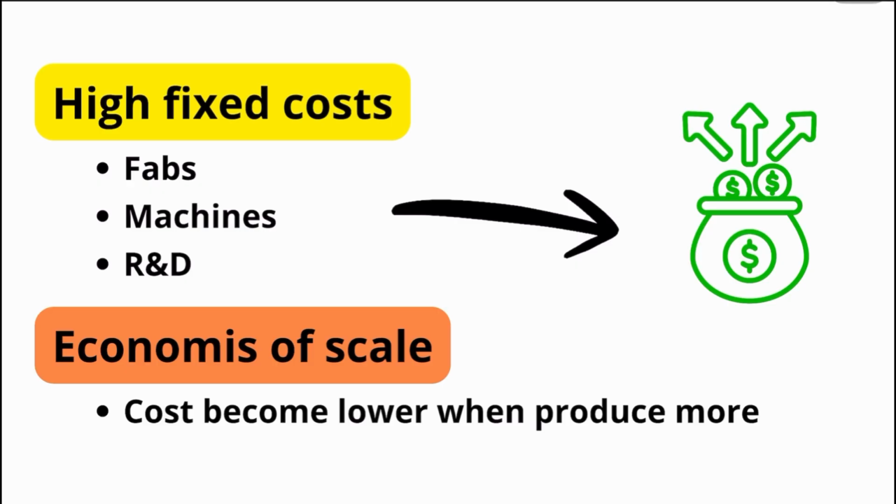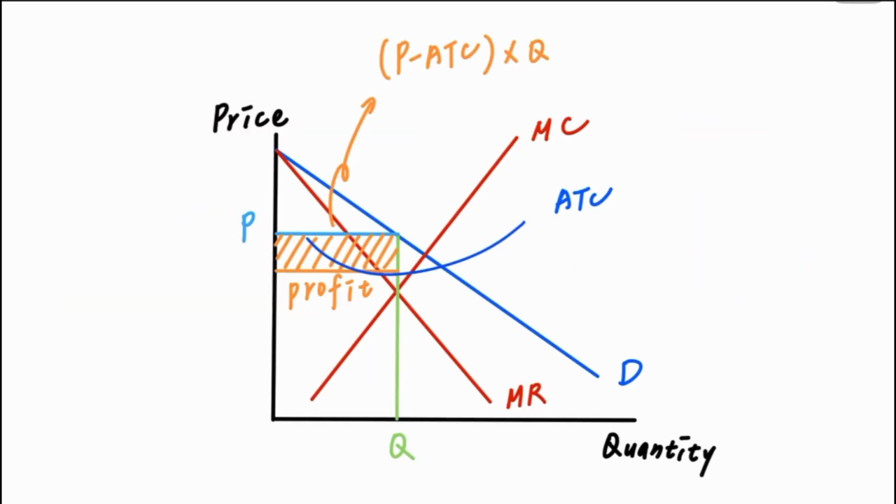Return to the monopoly graph. As we mentioned earlier, economic profit is shown by the orange rectangle. The key is the average total cost curve. Because of TSMC's massive scale and high yields, its ATC curve is extremely low. The vertical distance between the price P and the ATC forms a large supernormal profit rectangle.